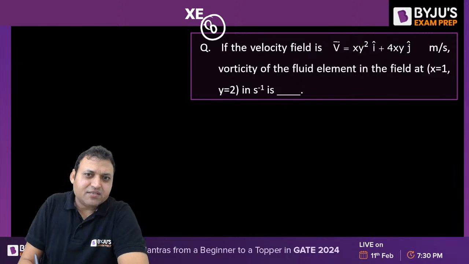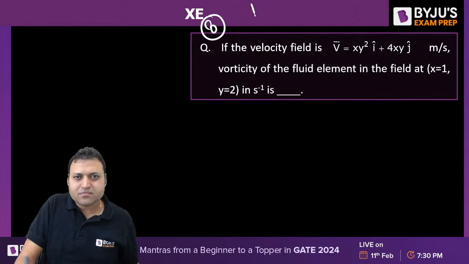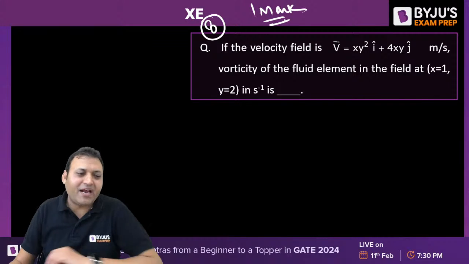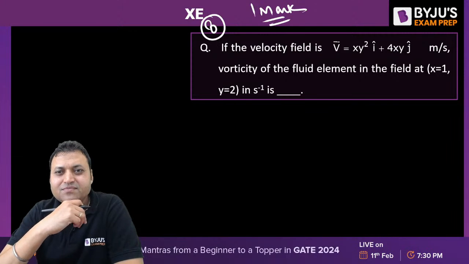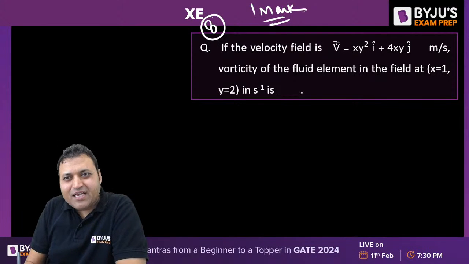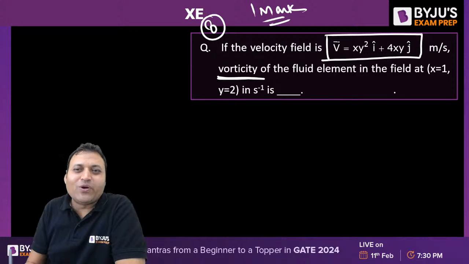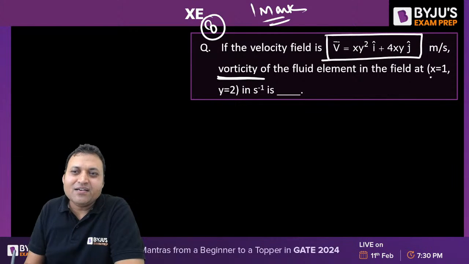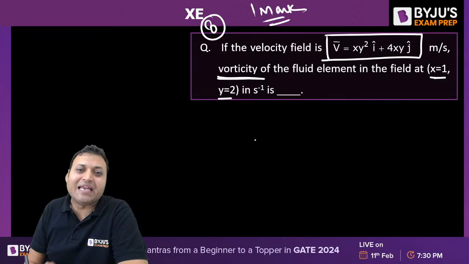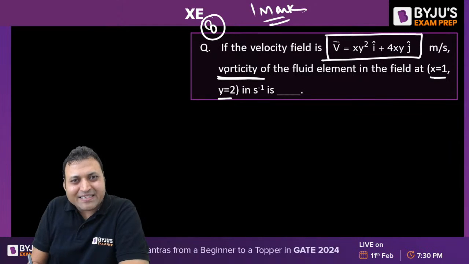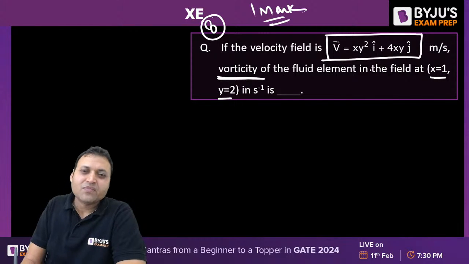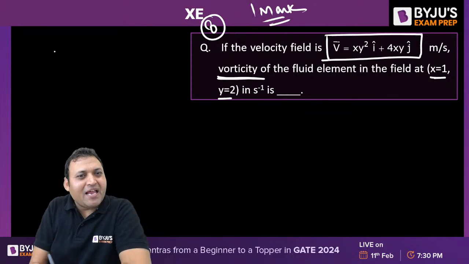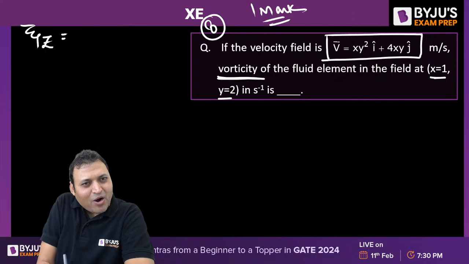Question number 8. Again, 1 mark question. Solve this one. If the velocity field is given by this expression, then what is the vorticity of the fluid element in the field at x equal to 1 and y equal to 2, in second inverse? It is vorticity about the z-axis, because it is two-dimensional flow. The flow is in the xy plane, so we need to find vorticity about the z-axis.